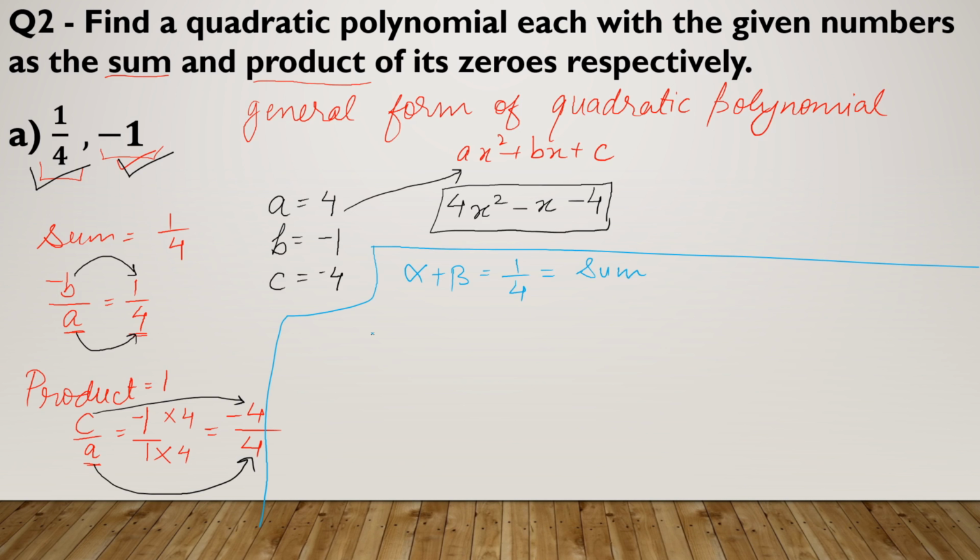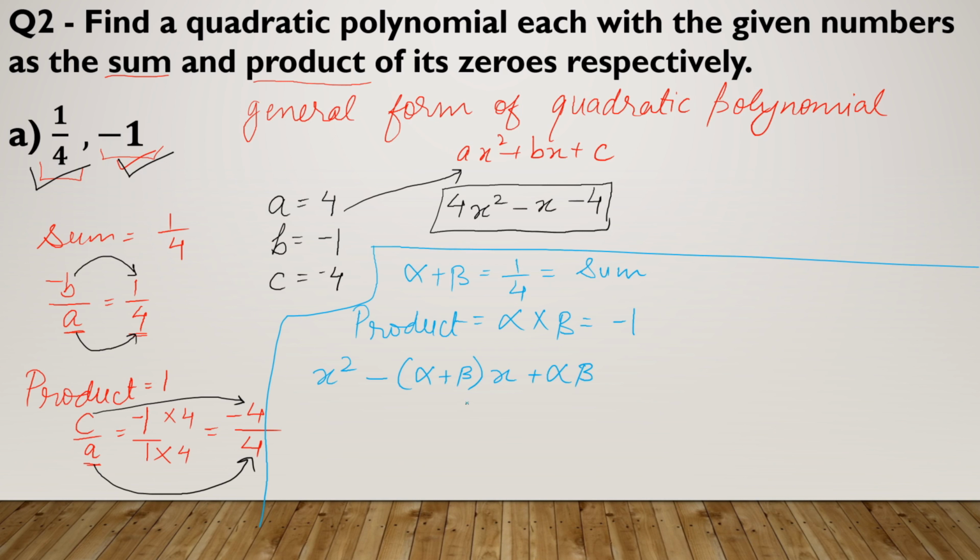And you are told that the product, that means I'll write down here first. So the product, that is alpha multiplied by beta, is given to you as -1. Now there's a form that you need to learn, that is x square minus (alpha plus beta)x plus alpha multiplied by beta.